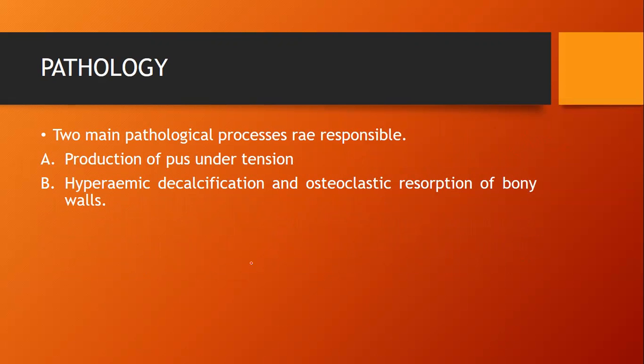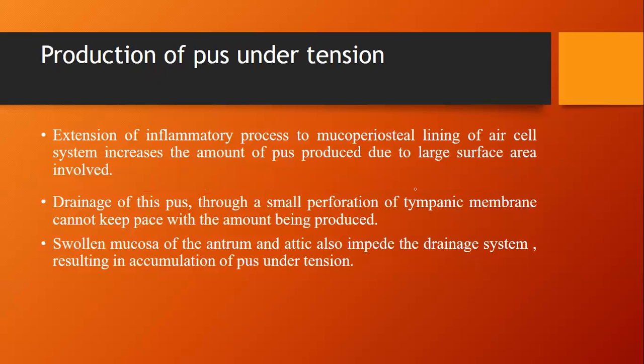Next is pathology. Two main pathological processes are responsible: production of pus under tension, and hyperemic decalcification and osteoclastic resorption of bony walls. These explain how the infection can spread. First is production of pus under tension, in which extension of the inflammatory process to the mucoperiosteal lining of the air cell system increases the amount of pus produced due to the large surface area involved.